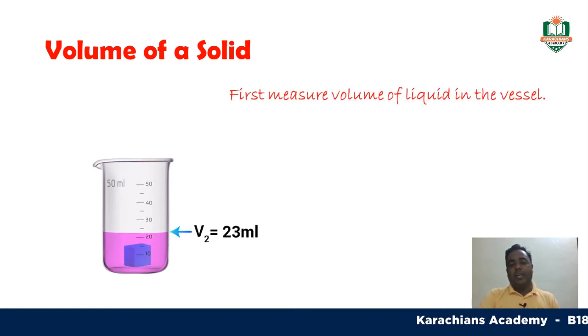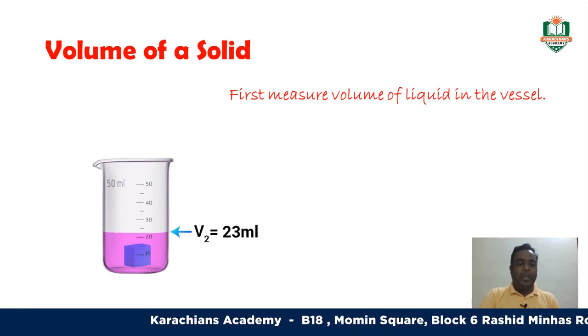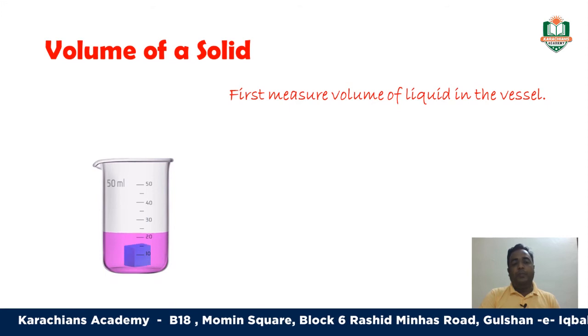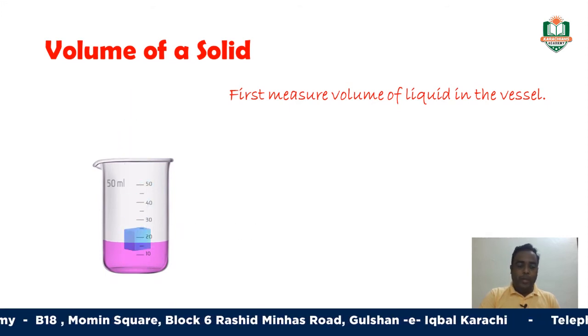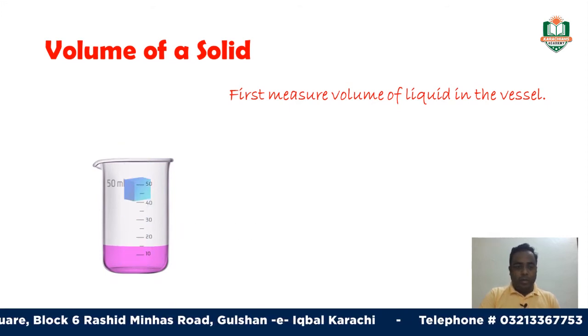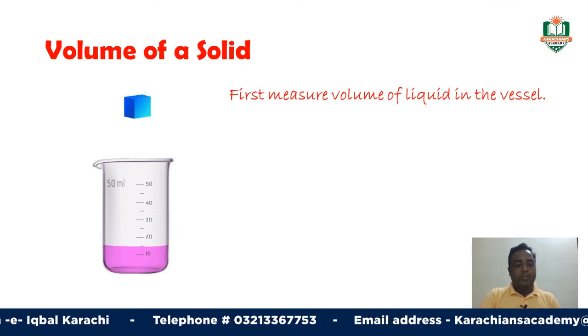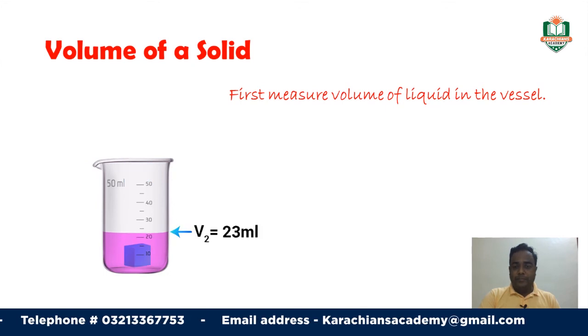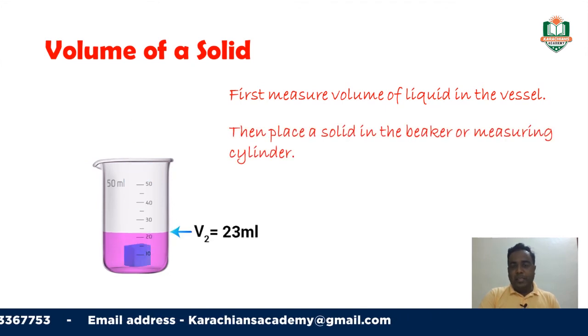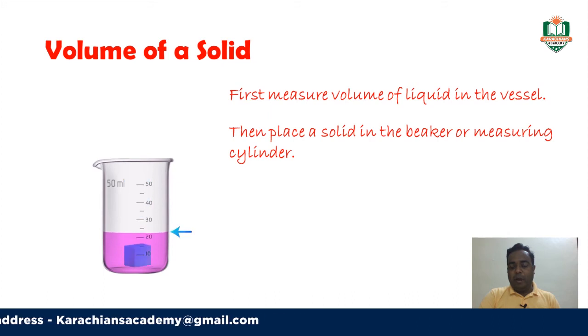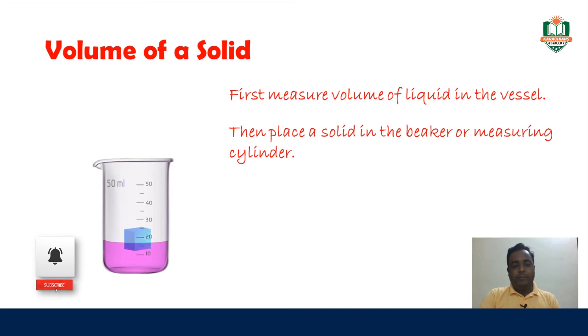First, we need to measure the volume of the liquid in the vessel, which could be anything. It could be a measuring cylinder, it could be a beaker. So here we can say that the volume of the liquid was 15 ml. Then place the solid into the beaker or measuring cylinder. Now after placing, the volume has risen to 23 ml.